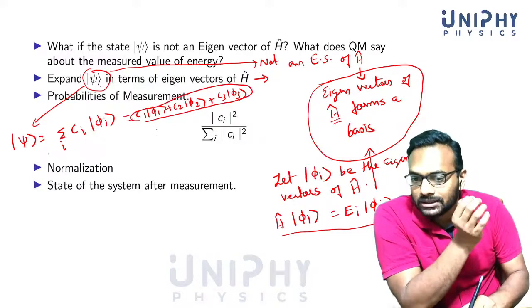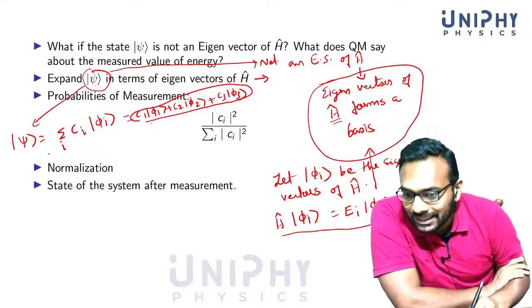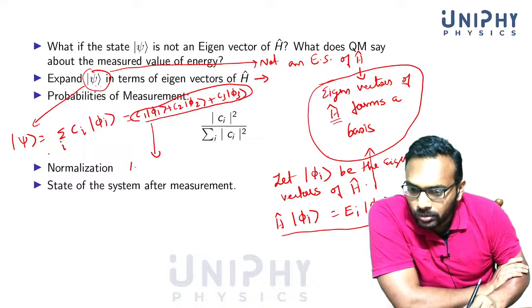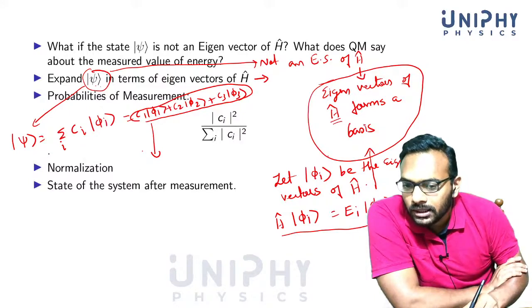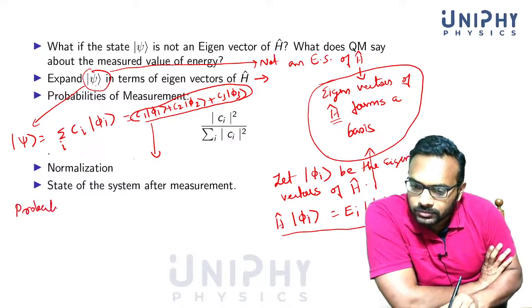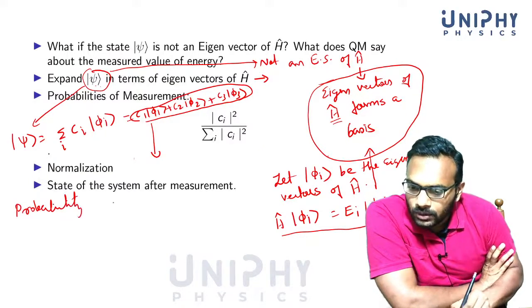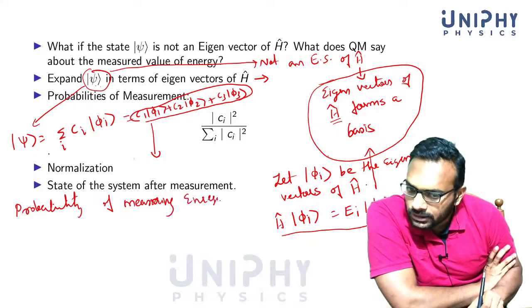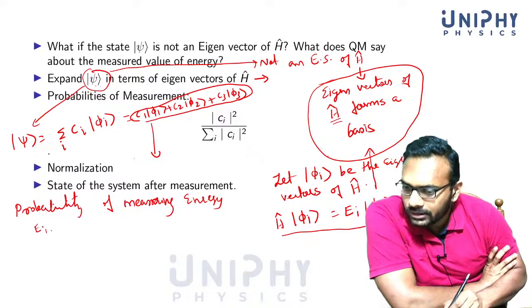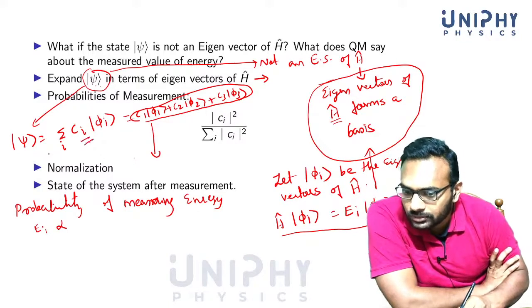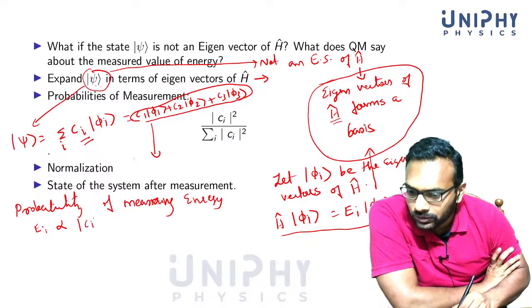Now is the important part. Quantum mechanics now says that the probability of measuring energy E i is proportional to the modulus square of these expansion coefficients.